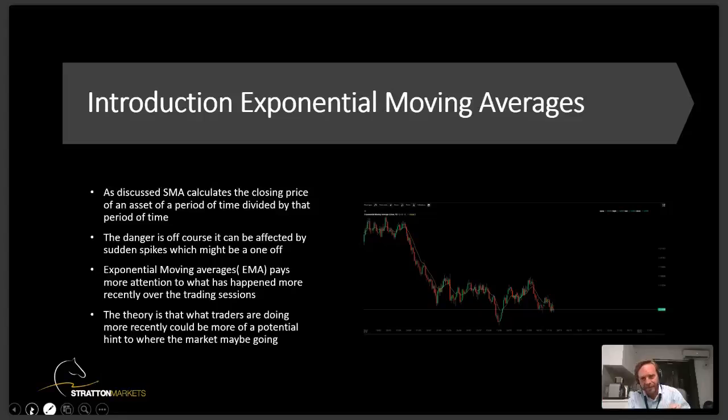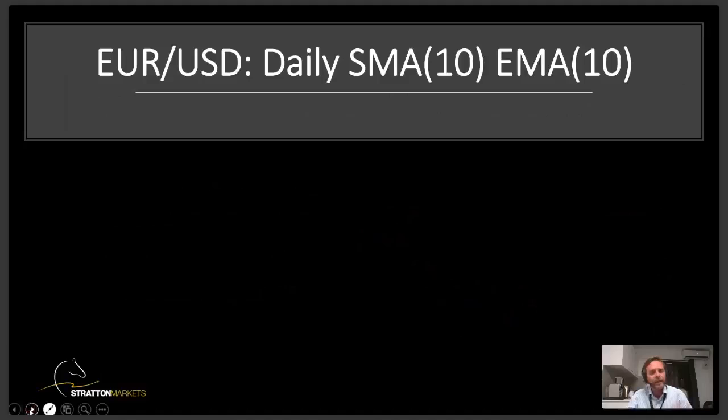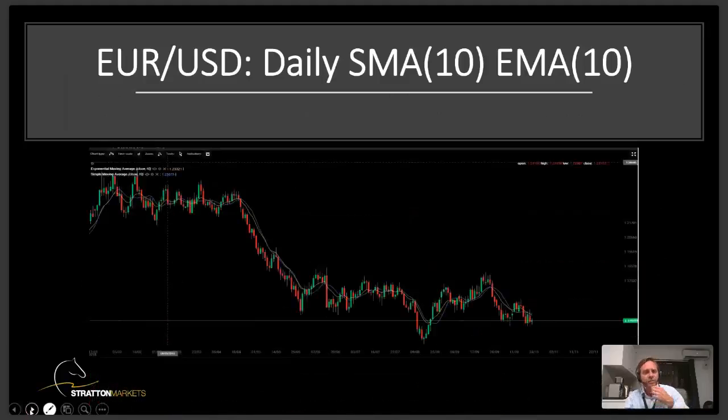Now, the difference this makes is that it tends to be a little bit quicker with certain market movements, and I'll show you here. This is the euro dollar on a daily. This time on my chart, I have the exponential moving average, a 10, which is the mustard color, and I have the simple moving average also on a 10, which is the blue color. So it's the same time period.